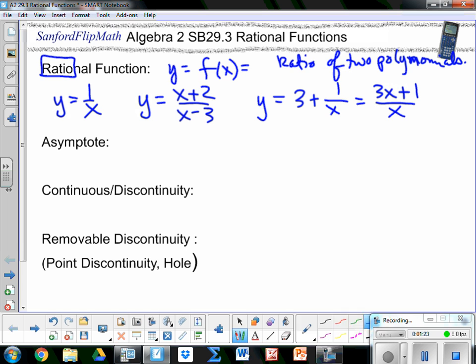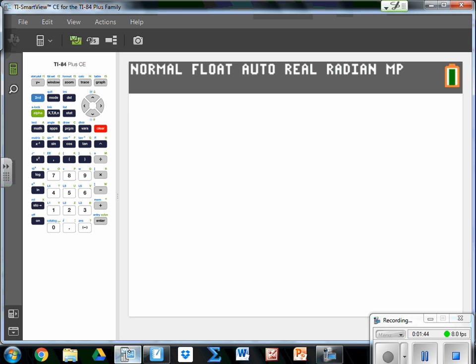What happens with this, and while I'm here, this would be considered the parent function for rationals. It is the cleanest, simplest version of a rational function, of a function that has the features that are typical to what are called rational functions. In fact, I'm going to take a quick look at the graph of this. So y equals 1 over x.